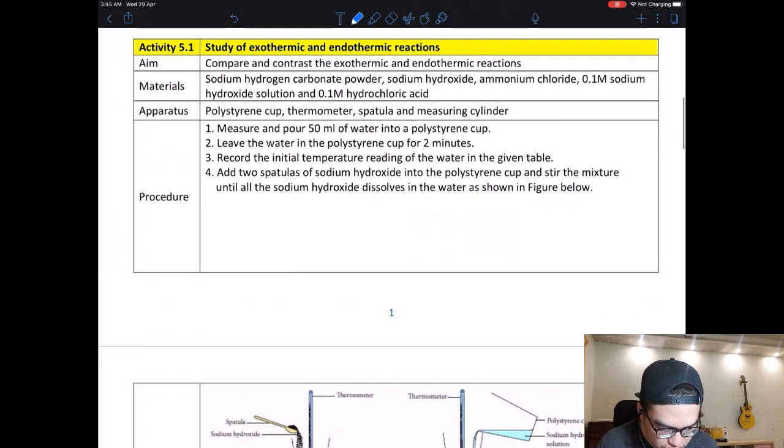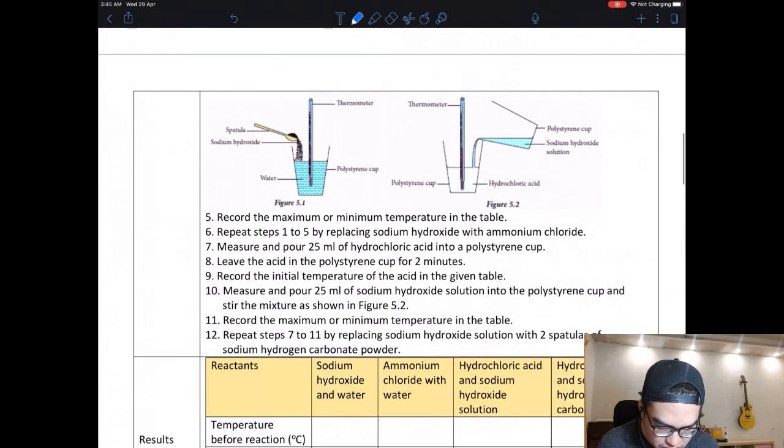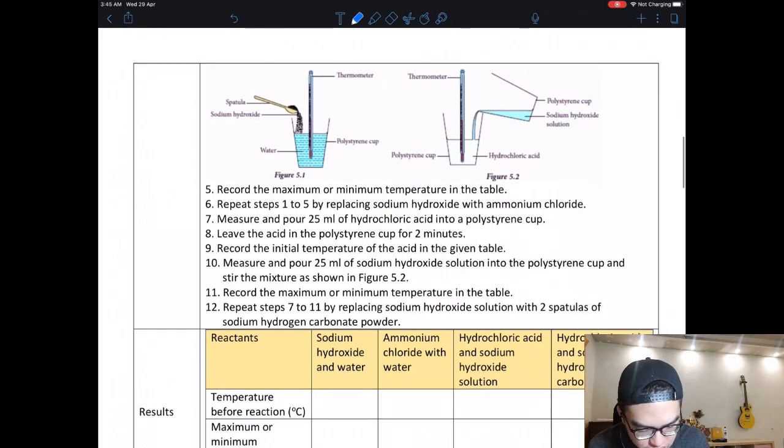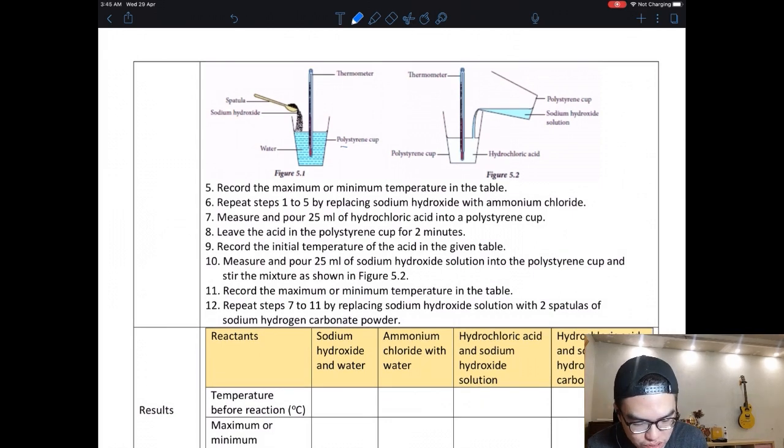So let's look at endothermic and exothermic reaction. We have two reactions here. You should do this in school, but common sense stuff. Can you see they use polystyrene cup? Why do they use polystyrene cup? If they ask in an exam, this is to prevent heat loss to surrounding.